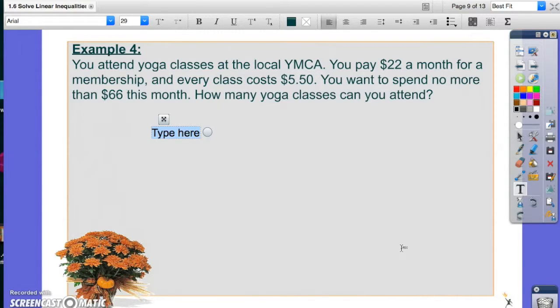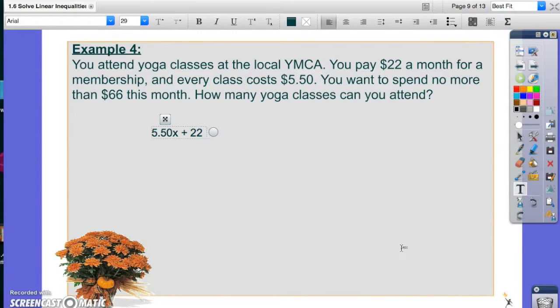Well, let's start with 5.50x, because you're going to take $5.50 and multiply it by each extra class you take. But don't forget to add the $22 to it, because regardless of taking one class or 50 classes or 0 classes, you still have to pay $22 a month.